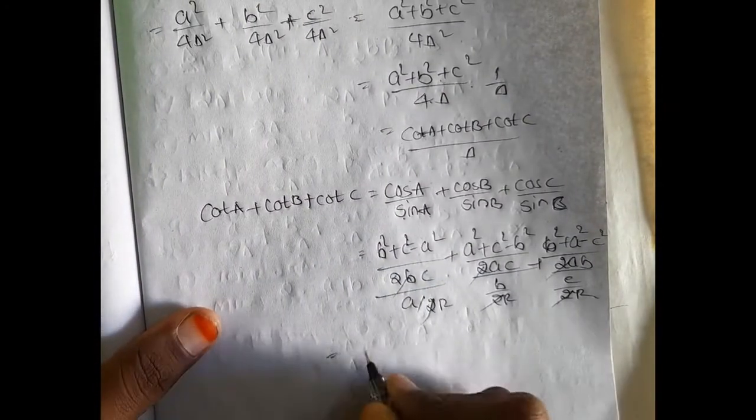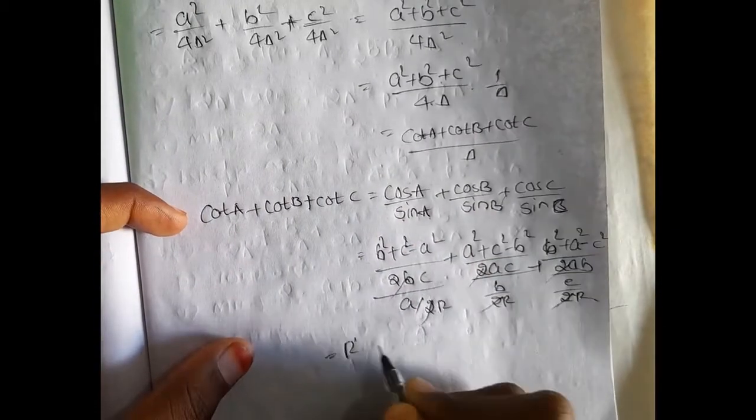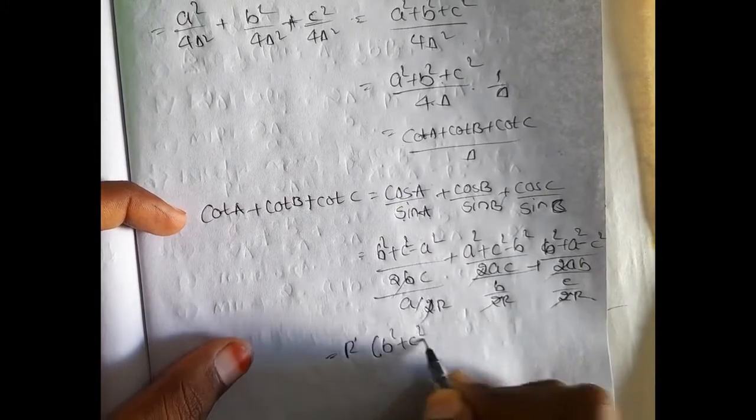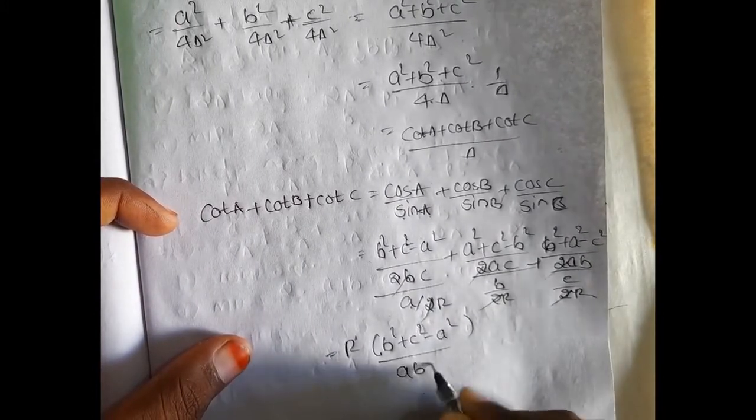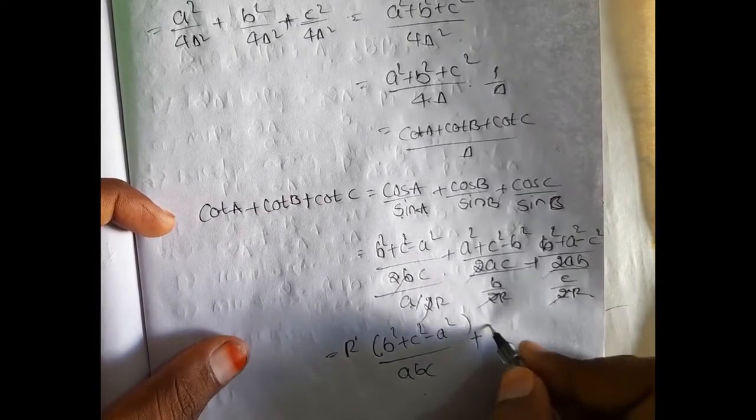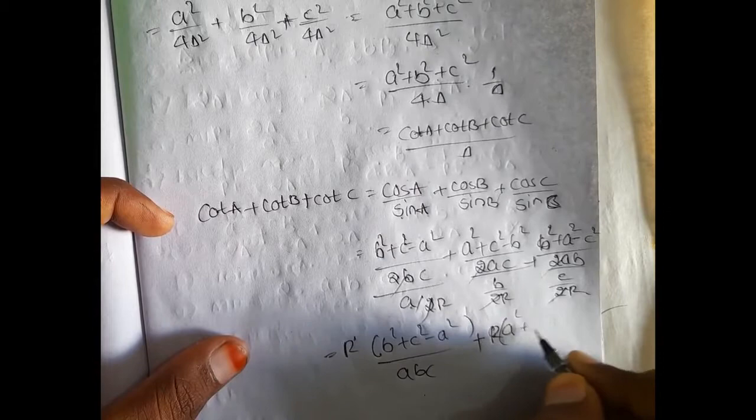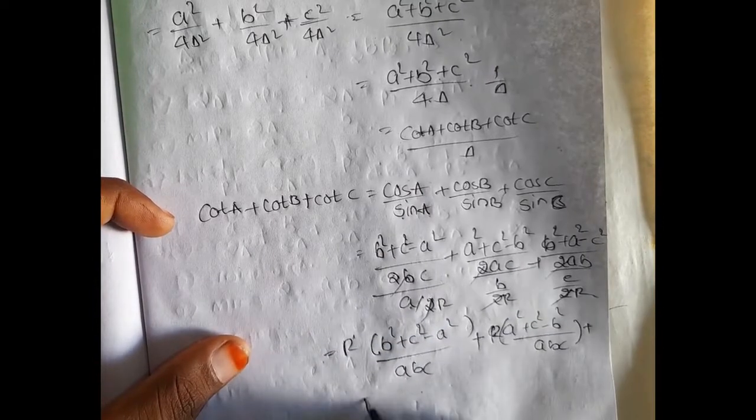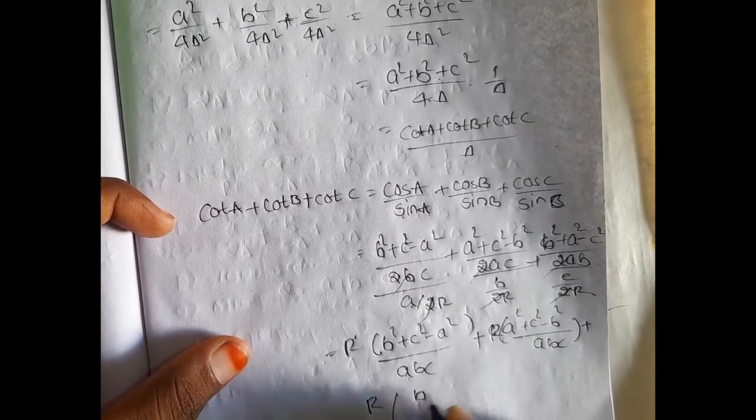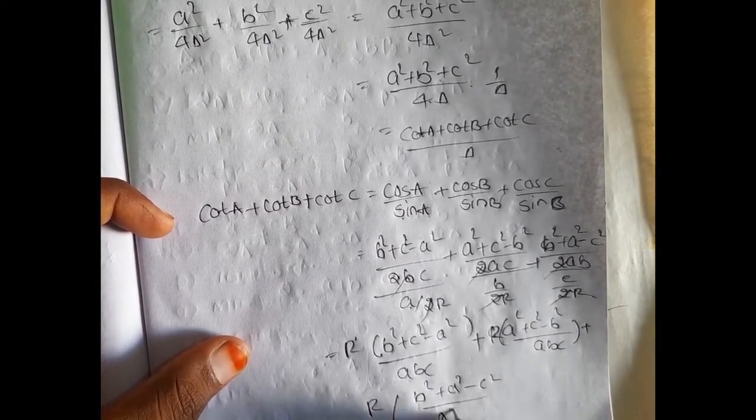Now R can be taken to the numerator: R times b square plus c square minus a square, and here it goes to the denominator, abc. Plus R goes to the numerator, a square plus c square minus b square by abc. Plus R times b square plus a square minus c square, by abc.